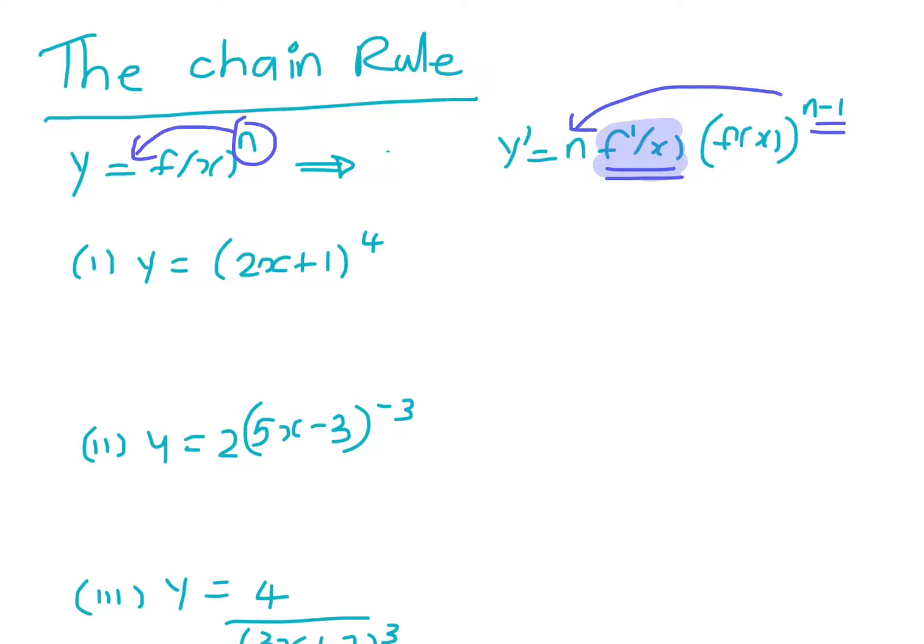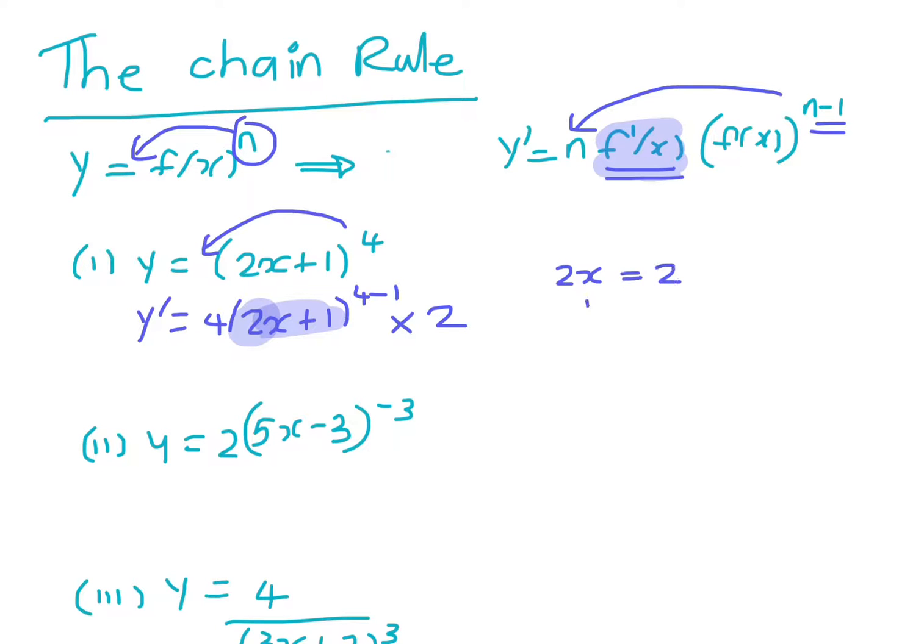Okay, so let's just apply the rule. So you bring the 4 down the front, take one away from the indices, so 4 minus 1, and then times the derivative of what's inside. So the derivative of 2x plus 1 will be 2, because the derivative of 2x is 2, and the derivative of 1 is 0. So it's 2 plus 0, so it's just 2.